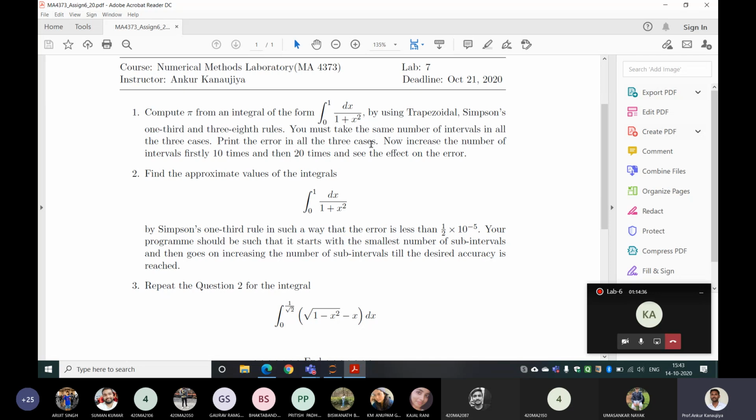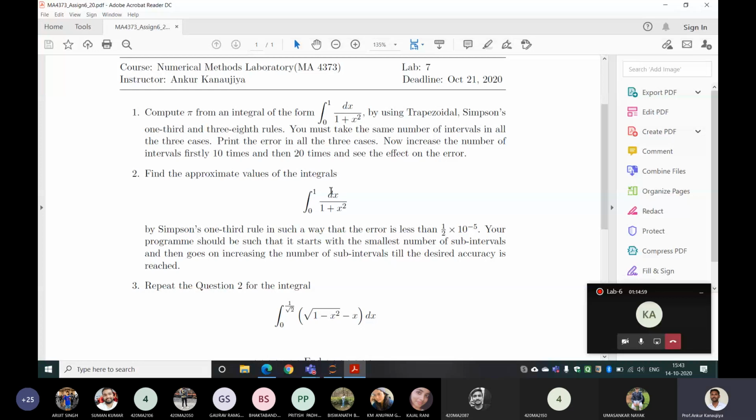So up to this, if it is done, then increase the number of iterations first 10 times, then 20 times, and see the effect on the error. That means you have to report the error table. When you increase 10 times, how much error in all 3 methods? When it is 20 times, how much error in all the methods? And then you have to write your comment. This is question number 1.